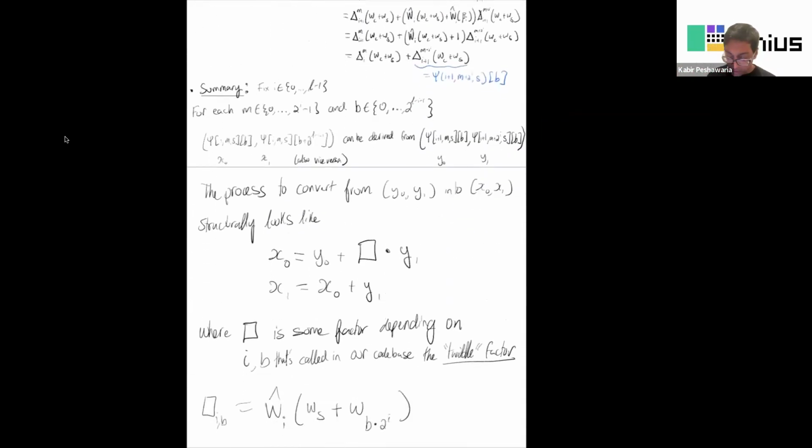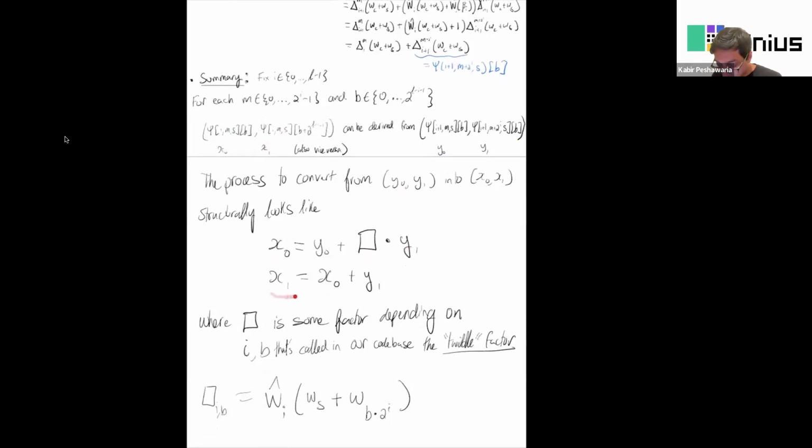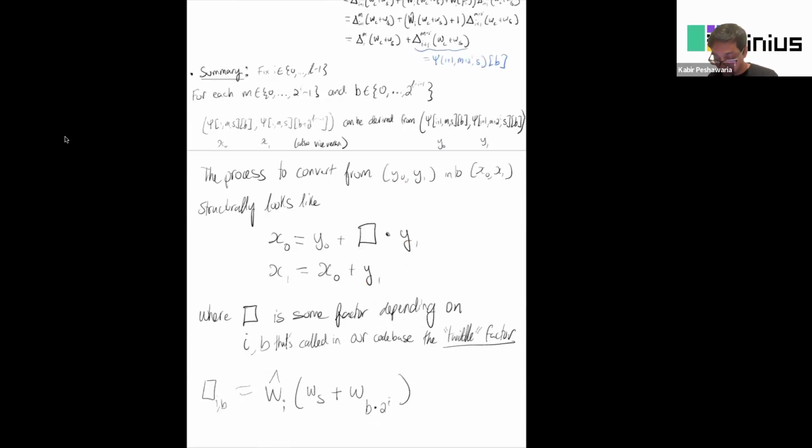And specifically structurally, what it looks like is the process to convert from y0, y1 into x0, x1, where this is x0, x1, what we want to create, and this is what we already have. It looks like these two lines of code. Y0 plus some factor times y1. And then once we've computed x0, we can reuse it here. X1 equals x0 plus y1. Just one multiplication happens here only. Pretty nice. We care about reducing field multiplications as much as possible.